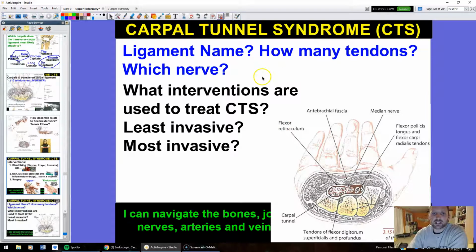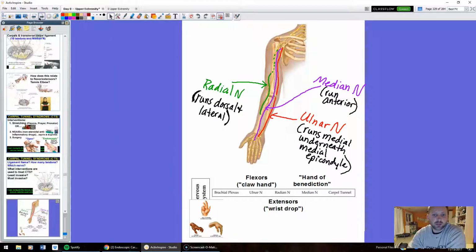So I would pause the video, guys, and quiz yourself. What's the ligament name that goes above the carpal tunnel? How many tendons, muscle tendons run underneath? Are those the flexors or extensors of the radiocarpal joint? Which nerve lies superficially above those tendons? What's the least invasive intervention? What's the most invasive intervention? So I'll review that real quick.